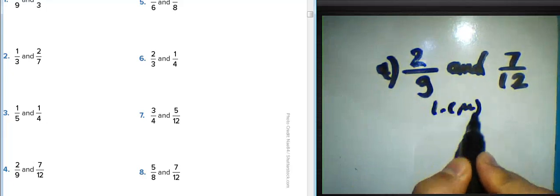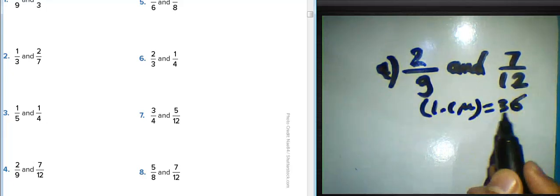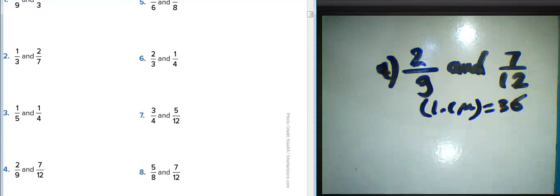The least common multiple equals 36, because 12 plus 12 equals 24. 24 can't be divided by 9. We must add 12 again to 24. The result will be 36. 36 can be divided by 9. 36 divided by 9 equals 4. So the least common multiple between them equals 36.